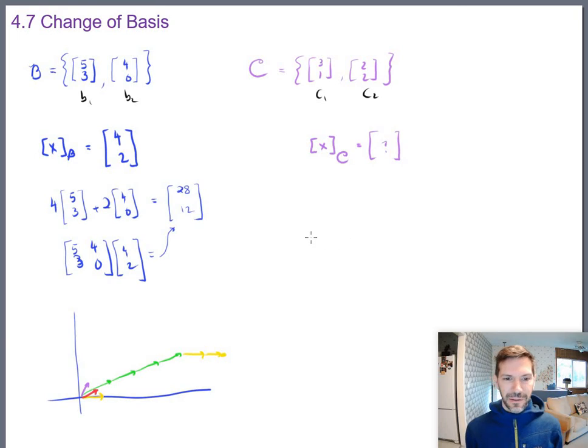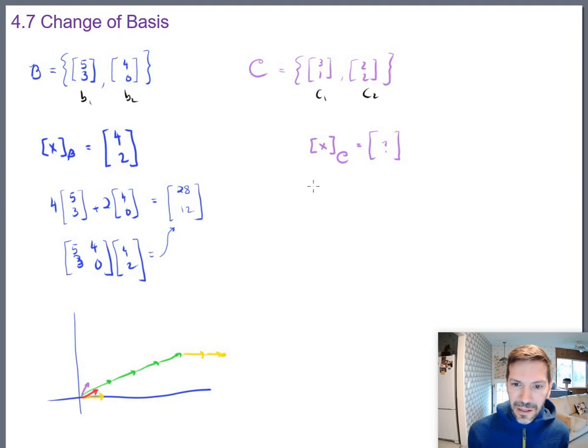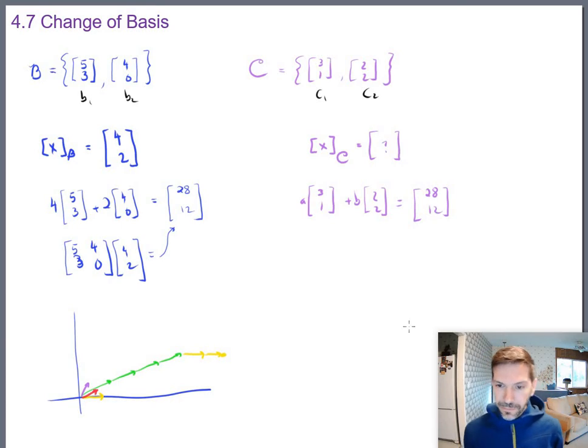But really, this isn't too hard of a challenge, at least numerically. I can just say I need some amount of 3, 1, and some amount of 2, 2. That would get me to 28, 12. And you can write this, again, as a matrix equation if you prefer.